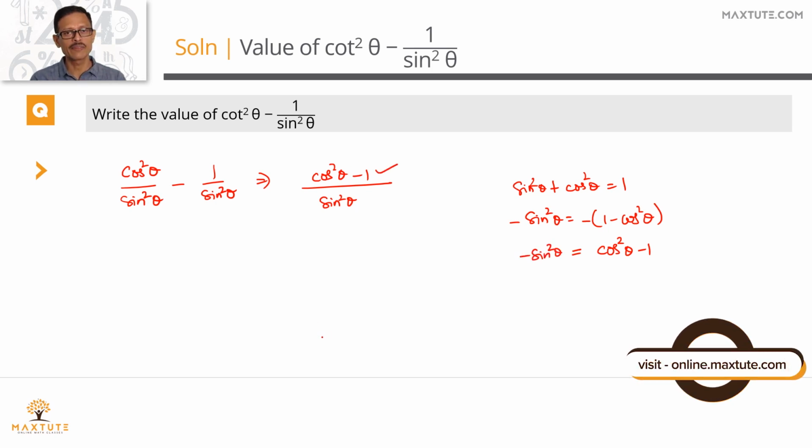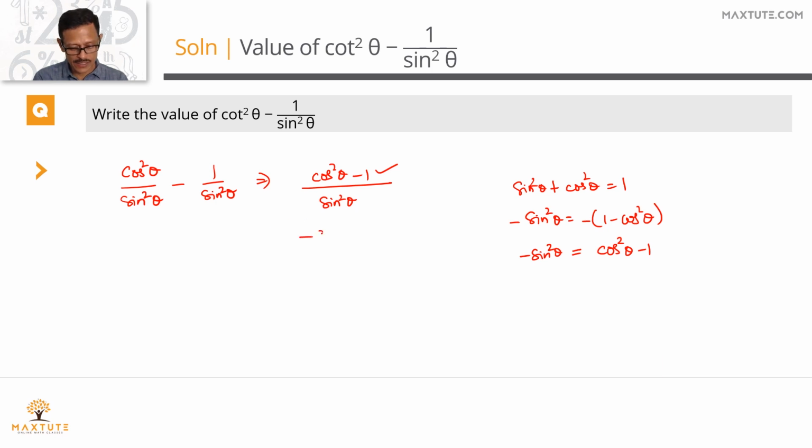So this cos square theta minus 1, let's replace it with minus sin square theta. Minus sin square theta divided by sin square theta equals minus 1. Right? Rather straightforward question. 2 things to know. 1, this we will definitely know: cos theta by sin theta is equal to cot theta. Second, knowing how to apply this trigonometric identity, sin square theta plus cos square theta equals 1, in this question.